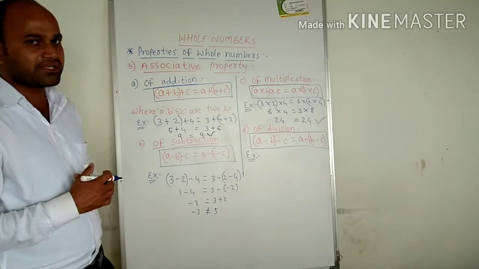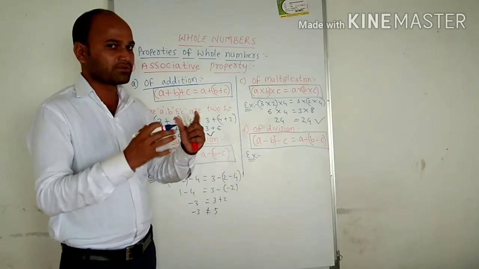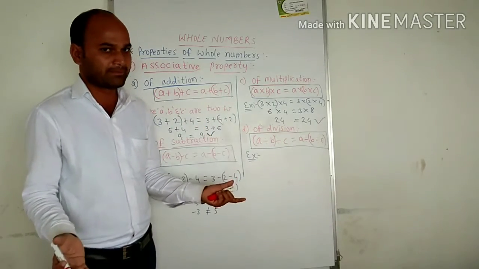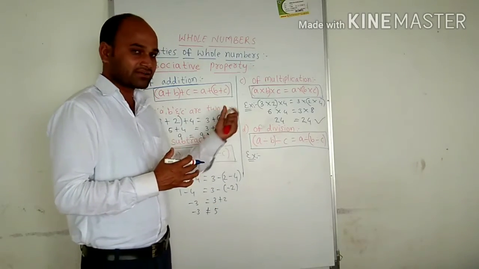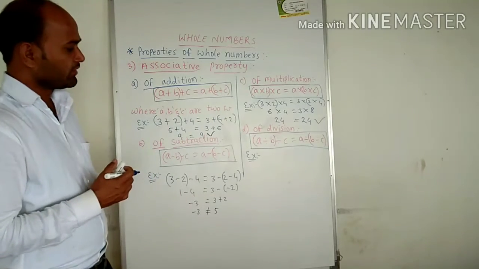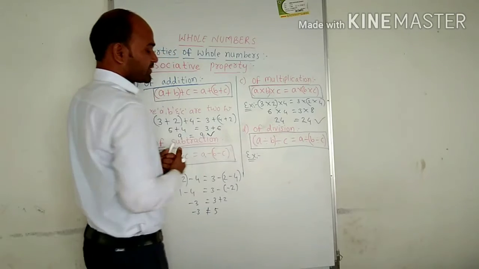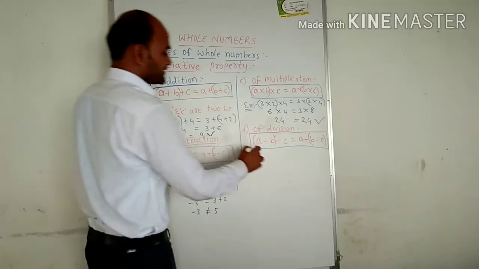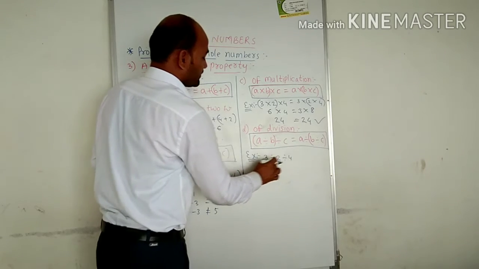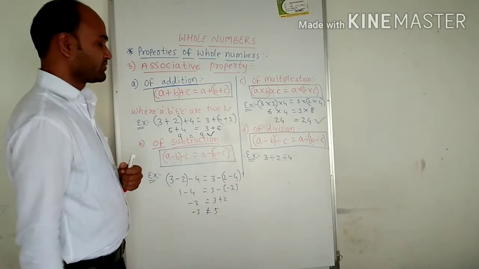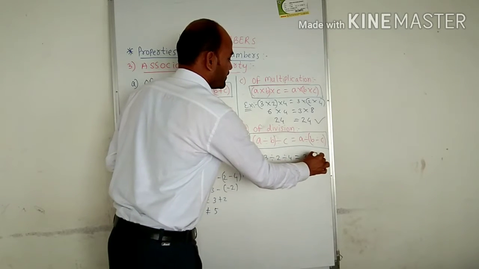Here also we can see the same case, that is, two or more whole numbers can be grouped in any order or divided in any order, and the answer remains the same. Let me see with the help of an example: A, B, C are three whole numbers, like 3, 2 and 4. We can divide and check whether this condition is satisfied or not.